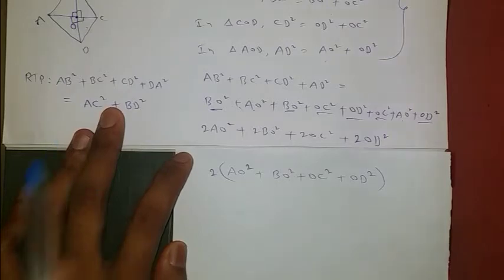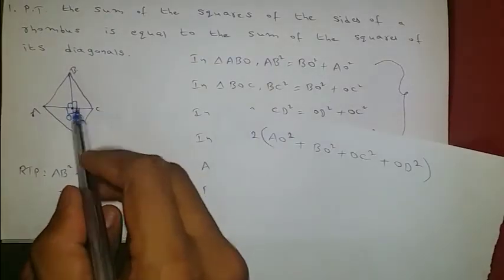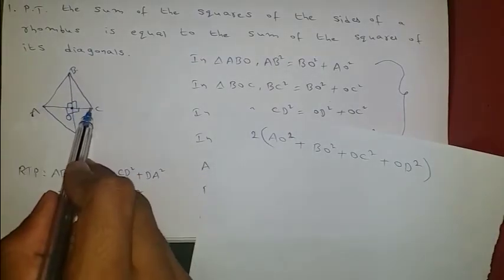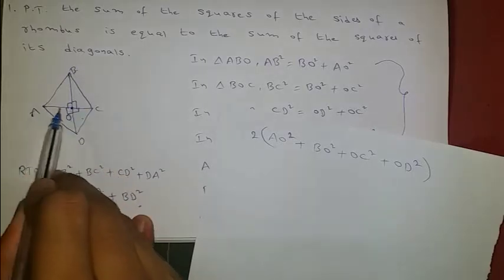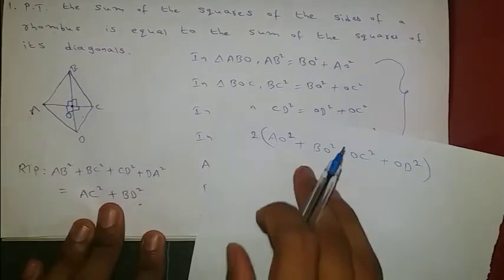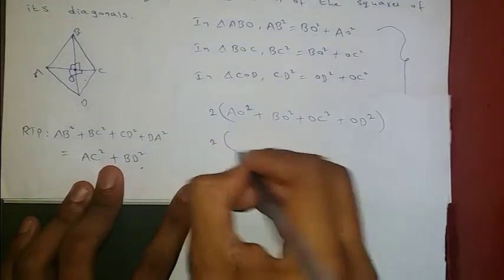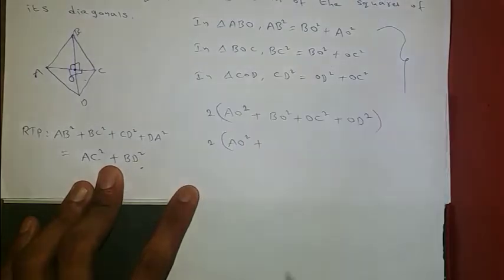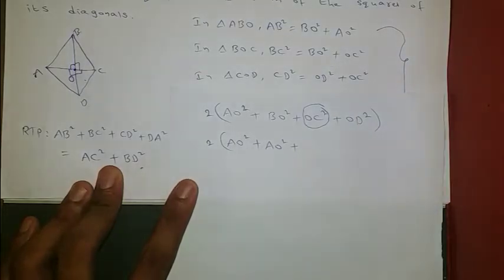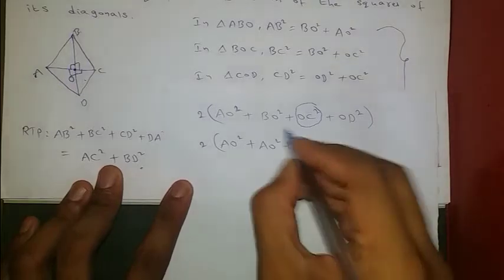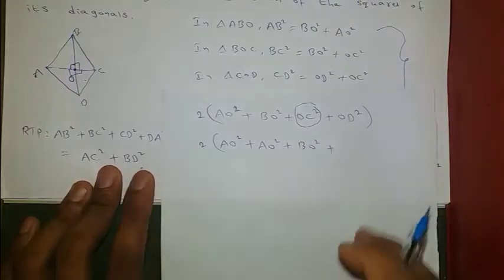Next, already we know the diagonals are bisectors of each other. Here the point is O. So this total AC is divided into two equal parts by this point O. So it means AO is equal to OC. So now what I will do, 2 into AO square I will keep as it is, plus in the place of OC square again I will write AO square, plus BO square as it is I am writing, plus next.